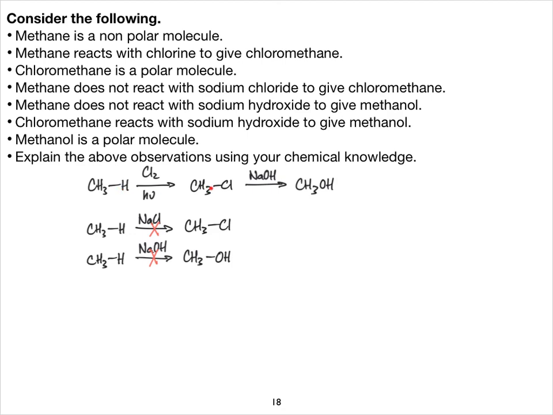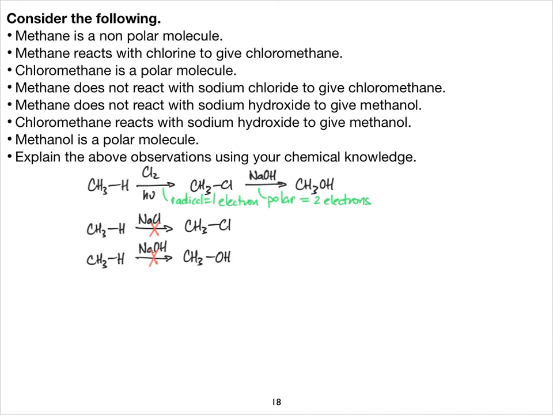This happens through a radical mechanism. This happens through a polar mechanism. So for now, I'm just going to say a polar mechanism is 2 electrons. So remember here, radical was 1 electron.